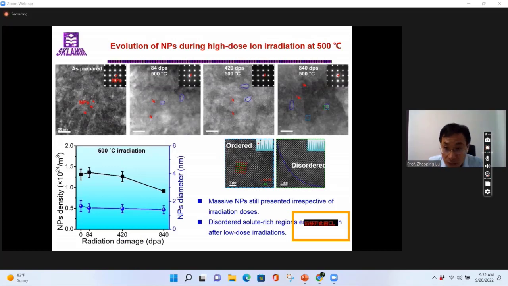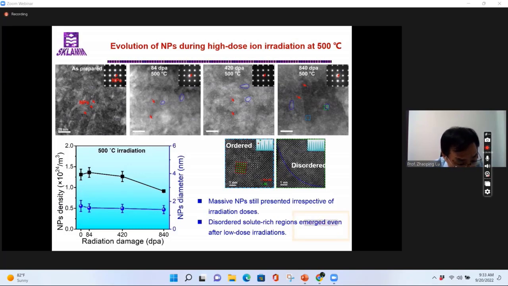So then the question is, why can this kind of superlattice provide this irradiation tolerance? Here we show the evolution of the lattice and nanoprecipitates during high dose irradiation at high temperature. You see, even after high dose irradiation, massive nanoprecipitates are still there. They didn't dissolve, which is different from the oxides in the ODS steel.